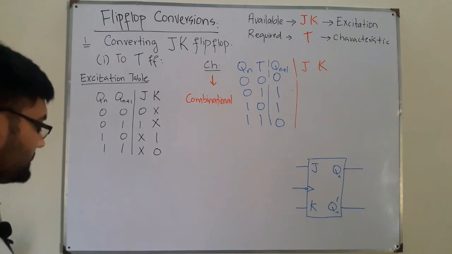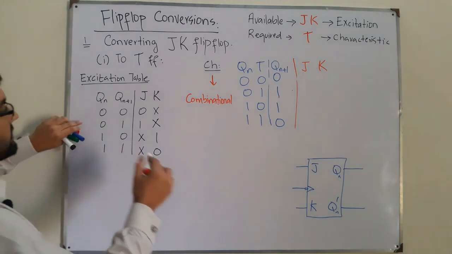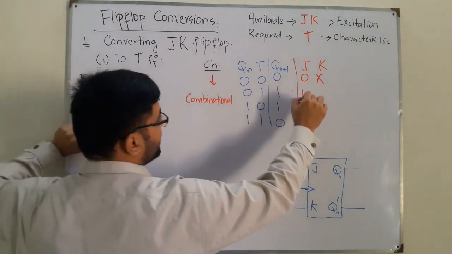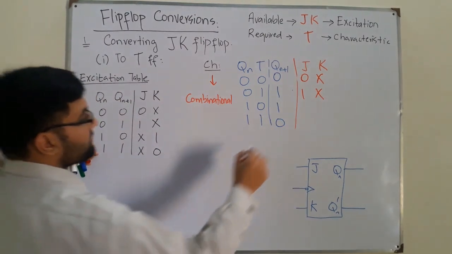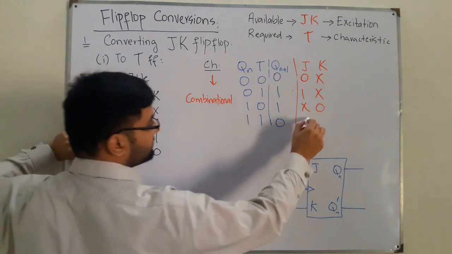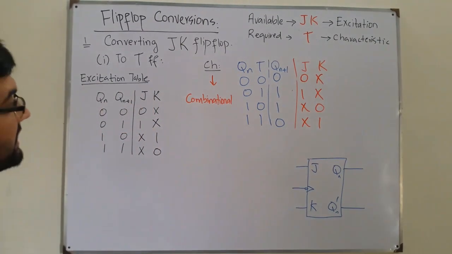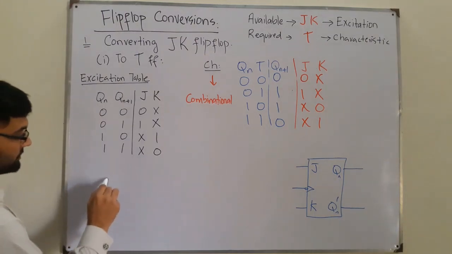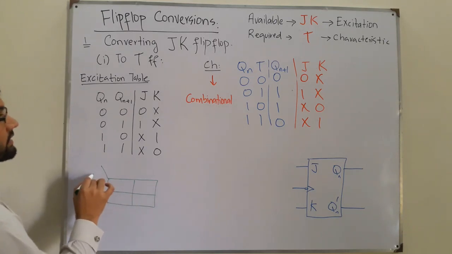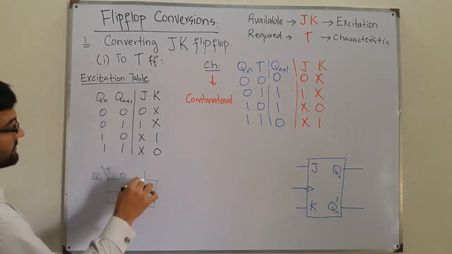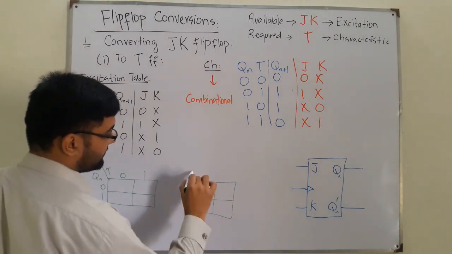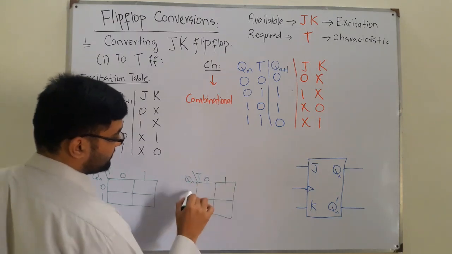So, when it's a 0, 0, you have a 0, x. You have a 0, 1, so 1, don't care. 1, 1, so you have a don't care 0. And finally, 1, 0, so you have a don't care 1. Now, you simplify it again for J and for K. Qn, and this is T over here now, 0, 1, 0, 1. And this is for the other, Qn and T, 0, 1, 0, 1.